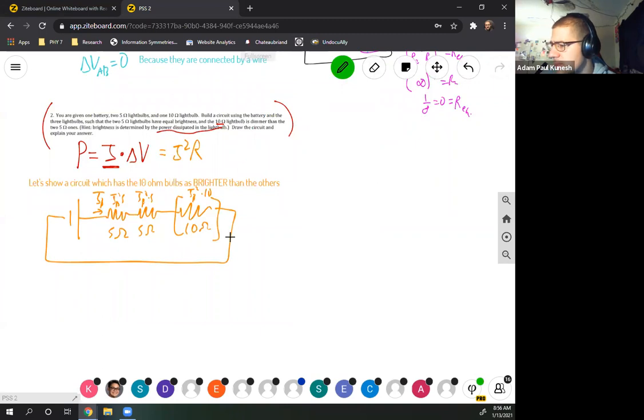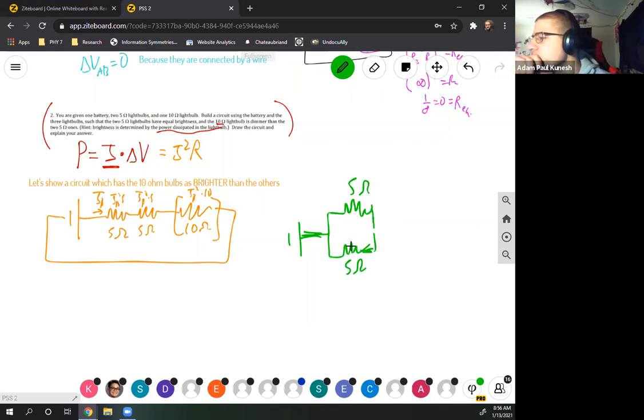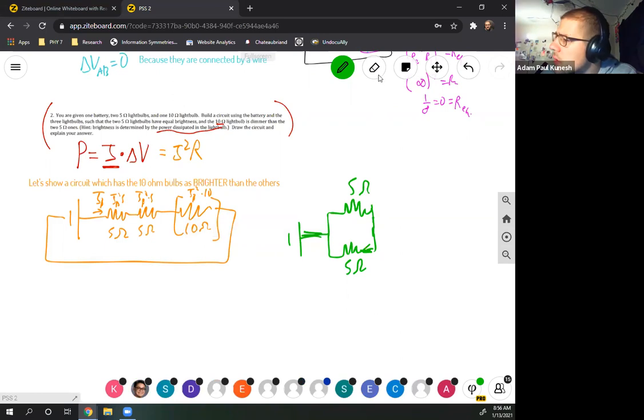I could instead arrange it so that my battery hits, let's say, a branch into the upper region for 5 ohms, and then we'll make another branch, 5 ohms. I think there's a simpler way to do this. Let's do it like this. Okay, check this out.